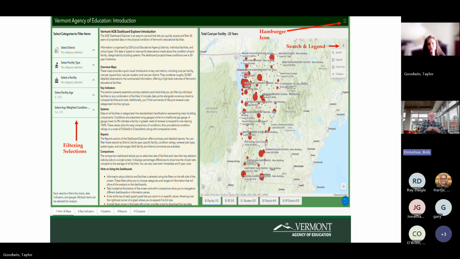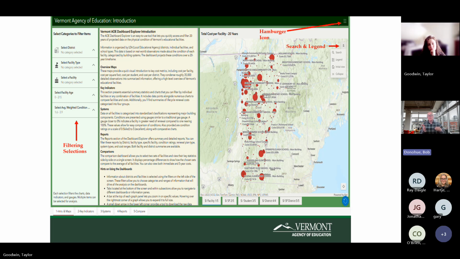Up in the upper right-hand corner is the hamburger icon. Most every page has the hamburger icon. If you click on that, it's just another means of a drop-down menu that usually comes up with some sort of explanation of the terminology or data being used on the particular page you're on. And the double stacked arrows to the right, below the hamburger icon, that's the legend. You can either collapse it or expand it.